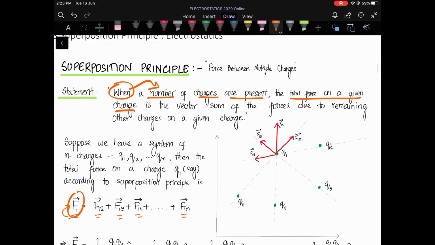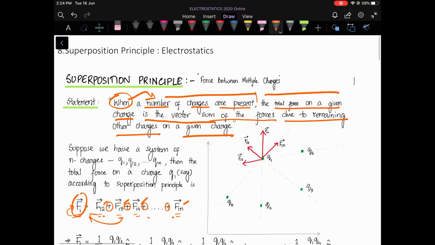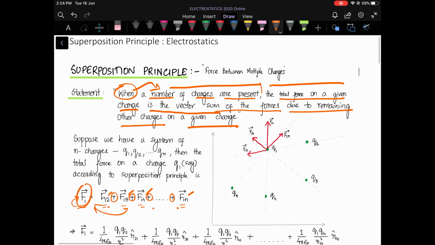So when a number of charges are present in a system, the total force on a given charge is the vector sum. You can see it is a sum because we are adding all these forces, the vector sum of the forces due to the remaining other charges, and of course these are the forces acting on the first charge due to all the remaining charges, the second charge, the third charge, the fourth charge, and the nth charge. You will see the superposition principle is going to become very handy in solving many numericals.